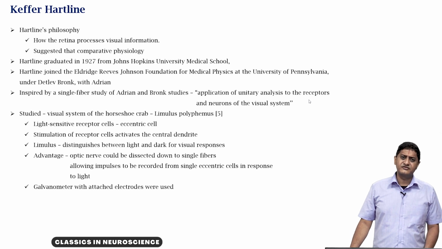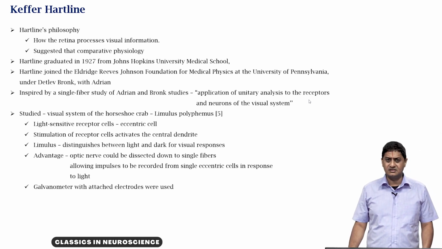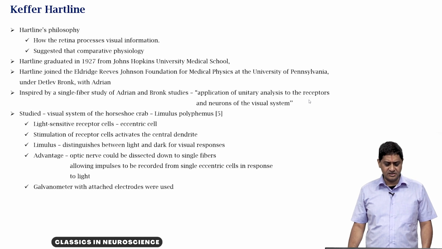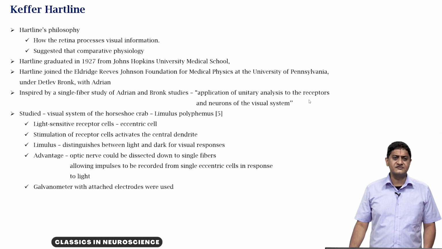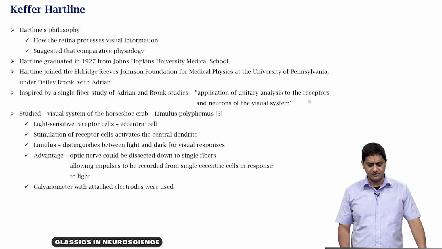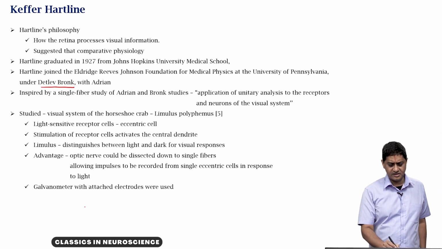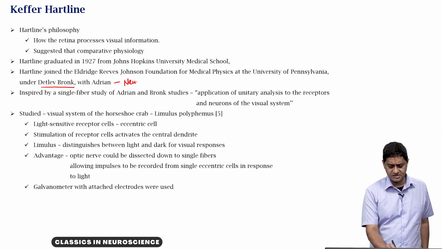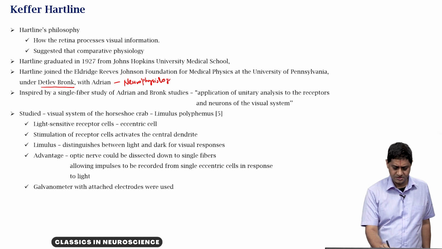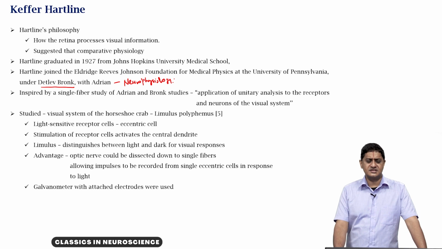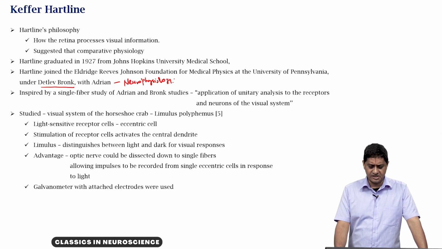Hartline graduated from Johns Hopkins in 1927 and he joined the Eldridge Reeves Johnson Foundation for Medical Physics at the University of Pennsylvania, working with Detlev Bronk, who along with Adrian was one of the major neurophysiologists of that time. So, he was inspired by the single fiber study of Adrian and Bronk that he then pursued, which he later published as the paper on application of unitary analysis to receptors and neurons in the visual system.